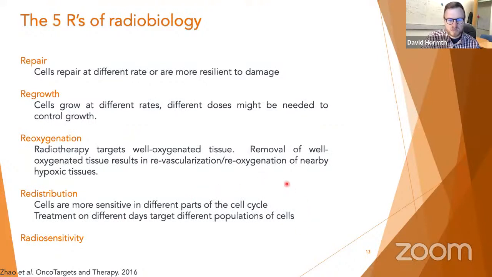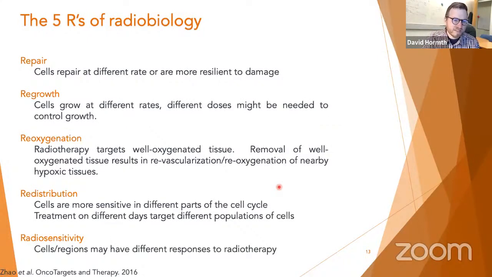Next would be redistribution. One of the main reasons they give fractionated therapy is to target cells at different points of their cell cycle. Depending on what part of the cell cycle a cell is in, it might be more or less responsive to radiation therapy. And then finally, radiosensitivity. Some regions within the tumor, or maybe even particular cells, just might have an inherently different radiosensitivity to radiotherapy. Some of the models that we're developing at the in vitro and in vivo preclinical scale consist of elements of these things, and we're hoping someday to combine them together.